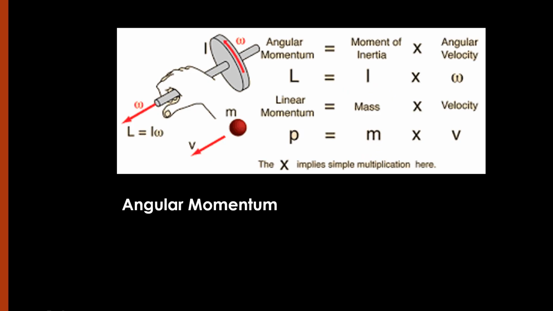Angular momentum. The angular momentum or moment of momentum about an axis of rotation is a vector quantity whose magnitude is equal to the product of the magnitude of momentum and the perpendicular distance of the line of action of momentum from the axis of rotation, and its direction is perpendicular to the plane containing the momentum and the perpendicular distance. The SI unit of angular momentum is kg meter squared per second, and its dimensional formula is M to the power 1 L to the power 2 T to the power minus 1.